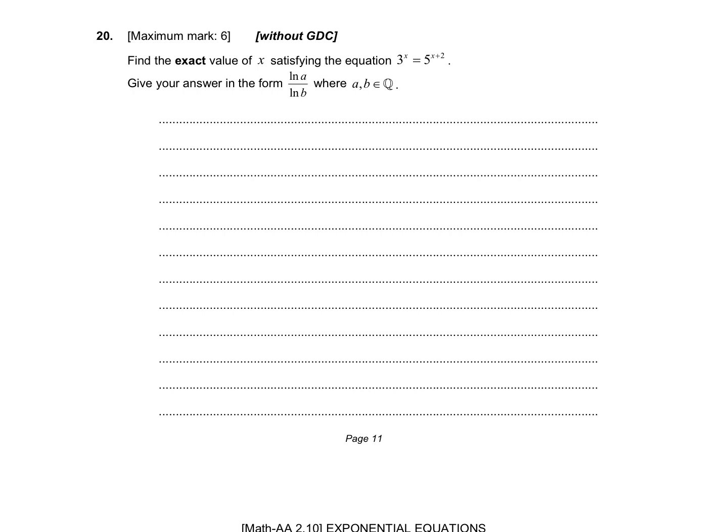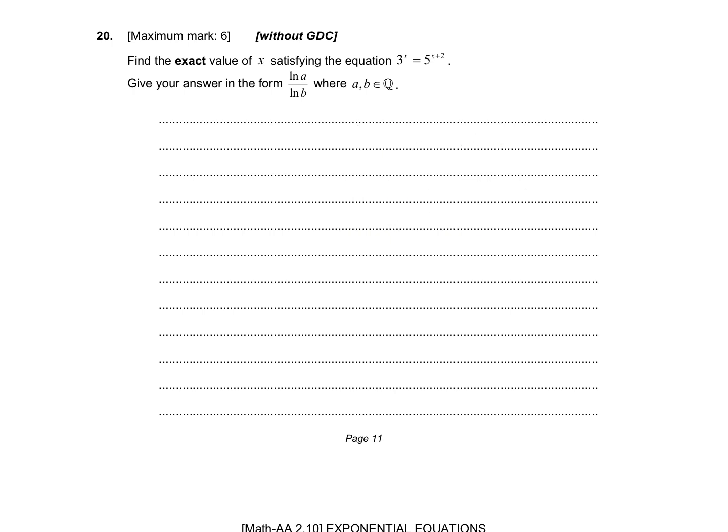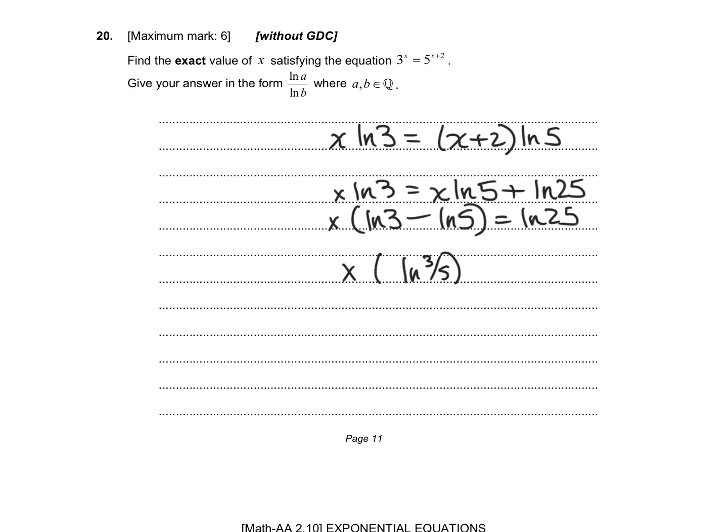Find the exact value, so x natural log 3 when we natural log both sides, and distribute, and 2 natural log 5 is natural log 25 when the 2 pops up. We're going to have natural log 3 minus natural log 5 when we get the x over there and factor it out, equals natural log 25. And then we're dividing natural log 3 over 5. And then our final answer is natural log 25 over natural log 3 over 5.